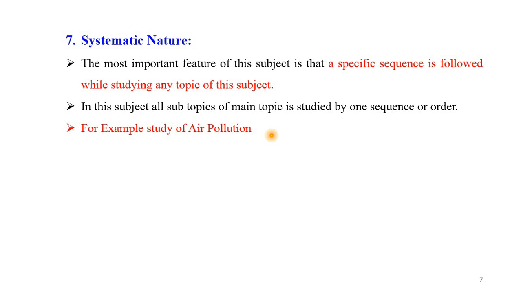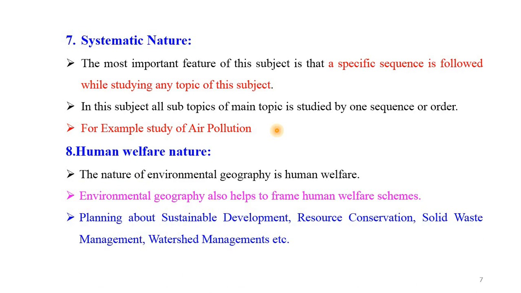The same sequence or method we can also apply for the study of water pollution, noise pollution, depletion of biodiversity, depletion of the ozone layer, global warming, acid rain, and so many problems related to the environment. So definitely such a method is helpful to give a systematic nature to this subject. And the last topic, the nature of environmental geography, is human welfare nature.